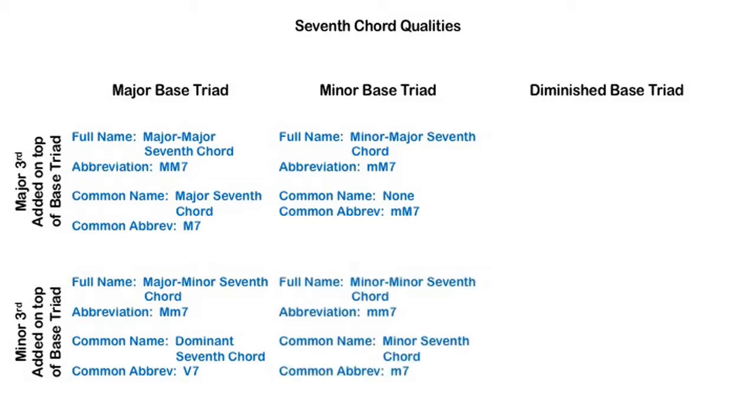If we stay with that same minor triad, but we put a minor third above it instead, the 7th between the root and the 7th of the chord is a minor 7th. So the full name of this 7th chord is a minor minor 7th, abbreviated 2 little m's and the number 7. The common name for this 7th chord is a minor 7th chord, and the common abbreviation is simply a lowercase m and the number 7. And it sounds like this.